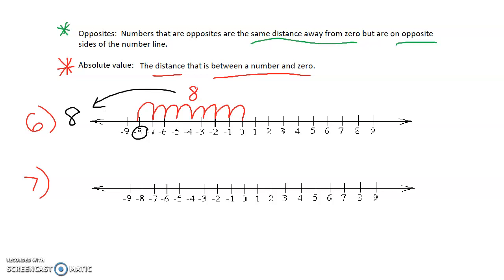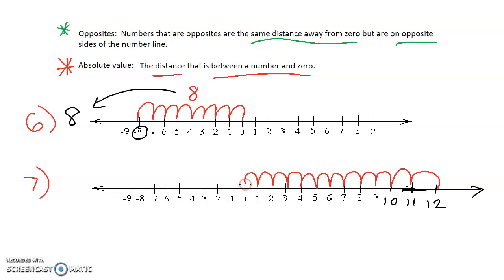All right, for number 7, it's looking for the absolute value of 12. Again, I'm going to add to my lovely number line. We'll pretend I went all the way out there to begin with. We are looking for the distance from 12 to 0. If we start at 12, we go 1, 2, 3, 4, 5, 6, 7, 8, 9, 10, 11, and 12. So there are 12 spaces between 0 and positive 12. That means the absolute value of positive 12 is 12.